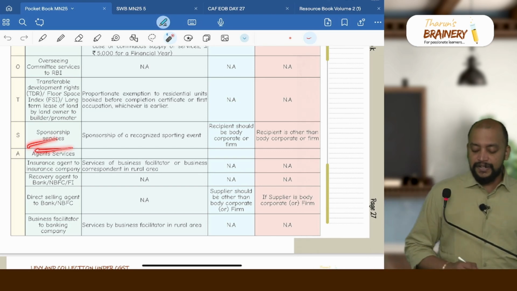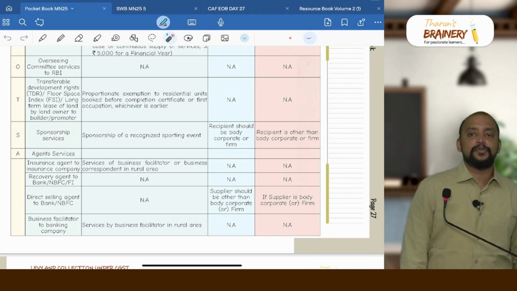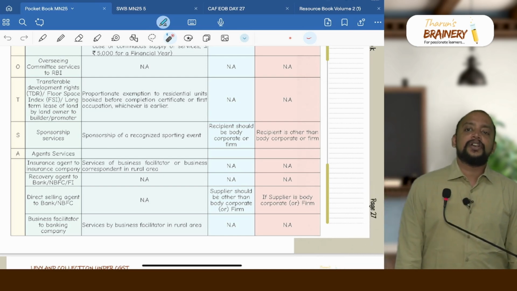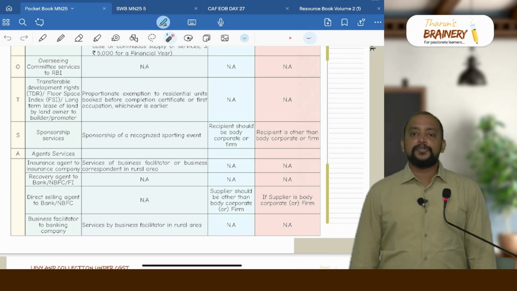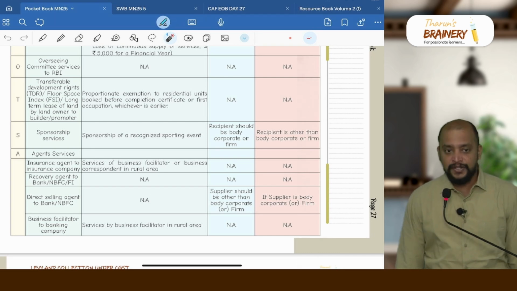Then sponsorship services. In case of sponsorship services, sponsorship of a recognized sporting event is exempted. Recognized sporting event, we have a sporting event organized by recognized sports body, that is National Sports Federation, Inter-University Sports Board, Paralympic Committee, Central Civil Services, Cultural and Sports Board, Indian Olympic Association and Panchayat Sports Board.